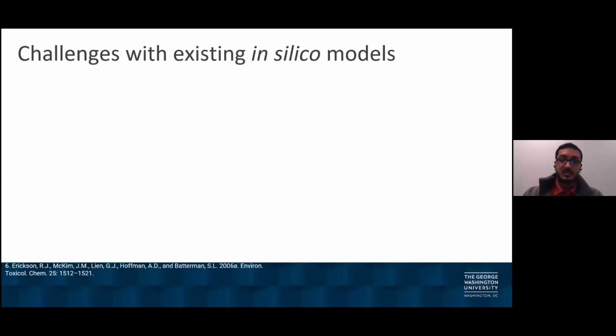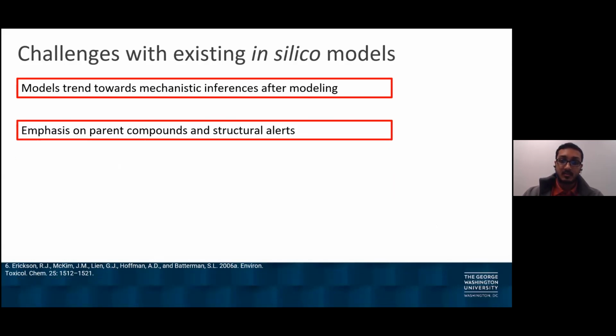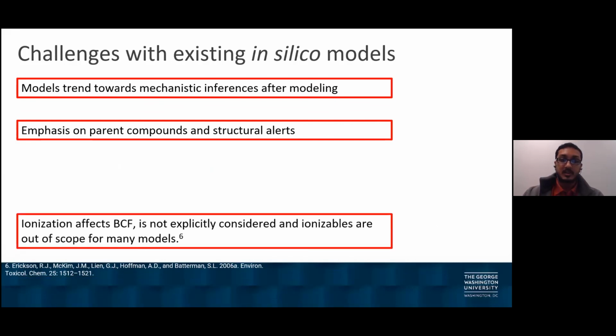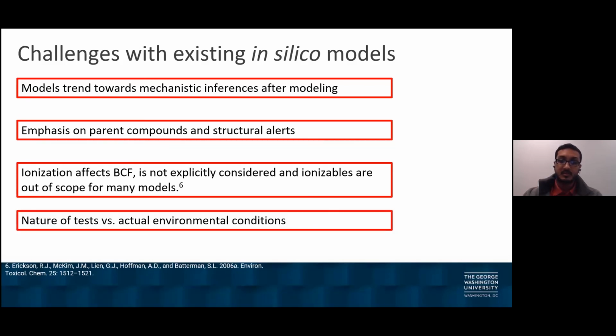Existing models reveal some challenges in predicting BCF robustly. Usually a mechanistic interpretation occurs after the model has been developed and not prior. There's an emphasis on parent compounds, which may create training set bias, and the model's predictions might be dubious when venturing into a different chemical space. Ionizable compounds are not explicitly modeled, but we know ionization affects permeability and bioavailability. The test conditions for BCF are also not 100% realistic when compared to the real aquatic environment. The fish are kept in tanks, administered the chemical in certain dosage thresholds, and observed over a period of time.